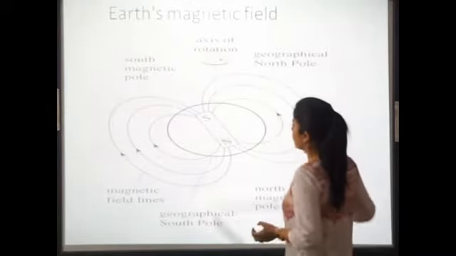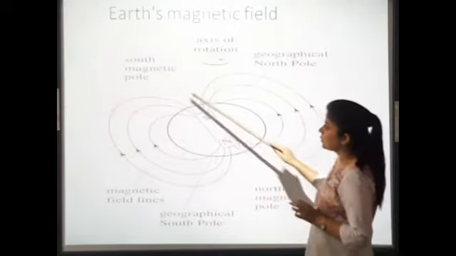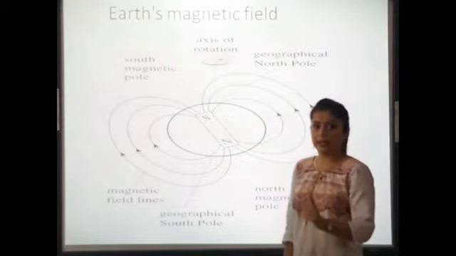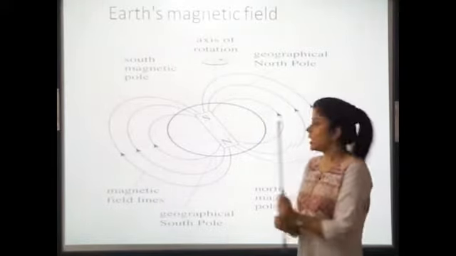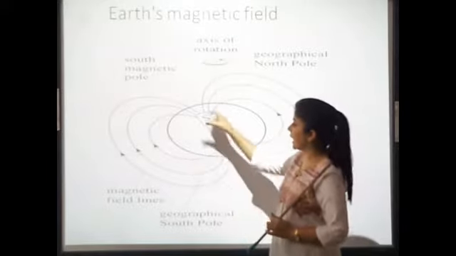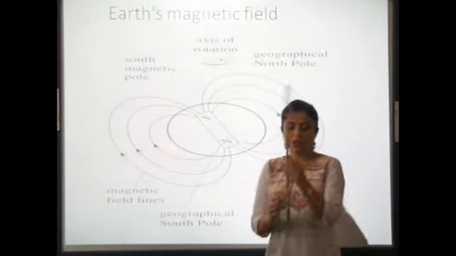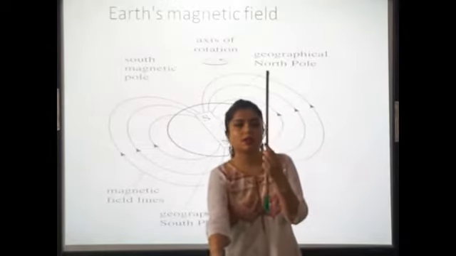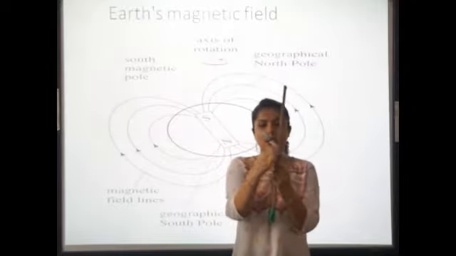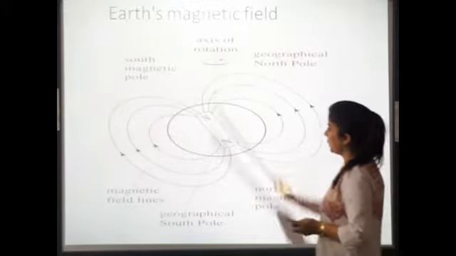Now, this is the axis of rotation. Earth rotates on its axis of rotation. But the axis of rotation and the axis of the magnet are not at the same place. This is the axis of rotation. Earth rotates like this, but the magnet is like this. That means these two lines are not at the same place. If this is Earth's rotation, then this is the magnet kept like this. So it is not at the same place. The magnetic field emerges from the magnet and the Earth rotates like this.